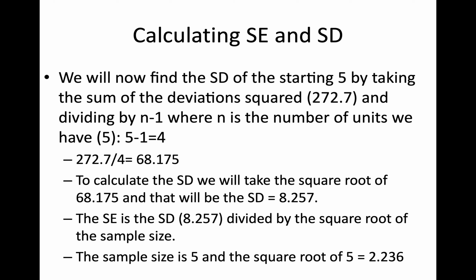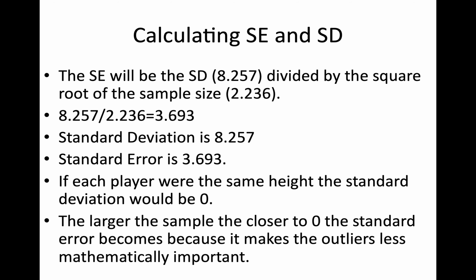The standard error is the standard deviation, 8.257, divided by the square root of the sample size. The sample size is 5, and the square root of 5 is 2.236. The standard error will be the standard deviation, 8.257, divided by the square root of the sample size, 2.236, which is 3.693. So the standard deviation is 8.257, and the standard error is 3.693.